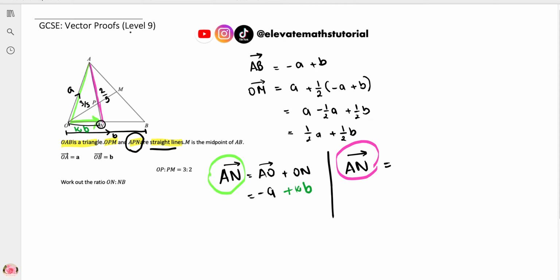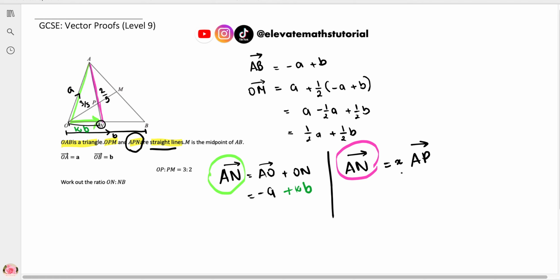So the vector AN is some number. Let's call that number p. We don't have p anywhere, do we? Oh, we do have p here. So we'll call it x. So some number x times the vector AP gives you the vector AN. So that vector AP, we need to calculate it.